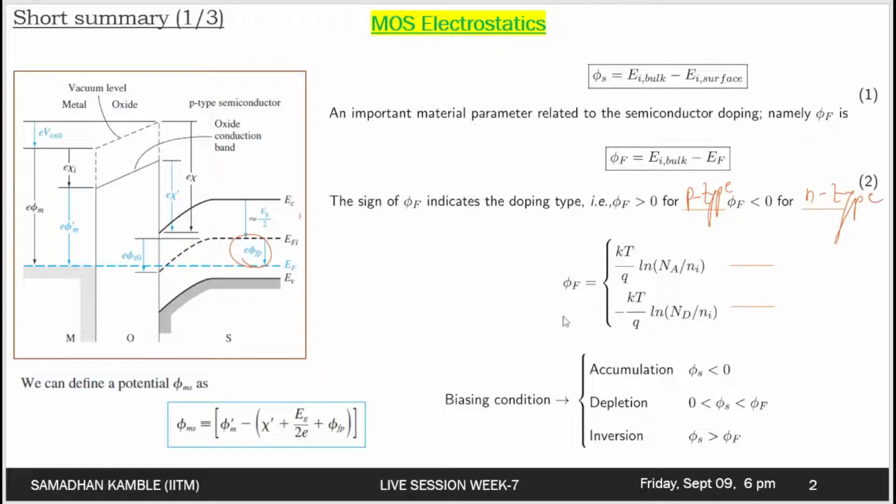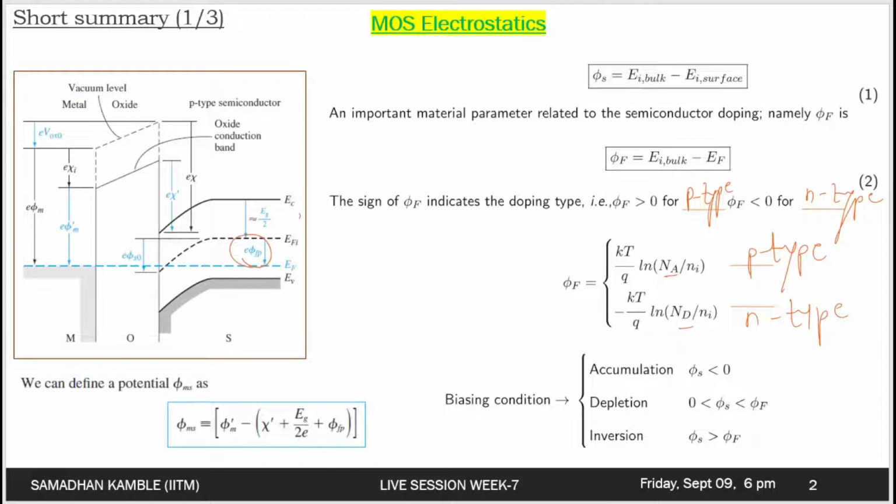So this parameter, as I told you, is important, and it is a function of the doping concentrations. So this is acceptor, so it is a p-type semiconductor. This is donors, n-type semiconductor, and as I explained, phi f is negative for n-type and positive for p-type semiconductors.